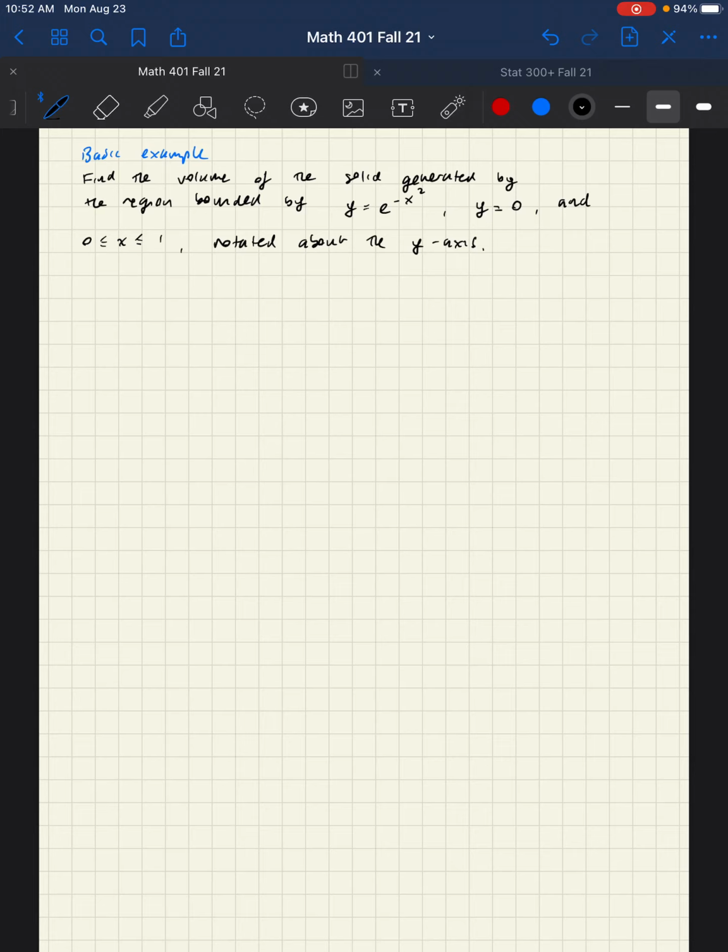So remember that in the past, if we were using the slicing method, we would have had to reinterpret this region in terms of y, not in terms of x. But here it actually becomes easier. So let me just draw the picture again here for you real quick.